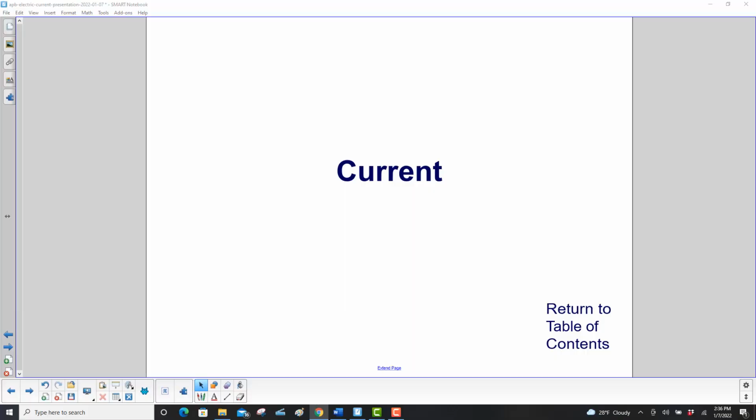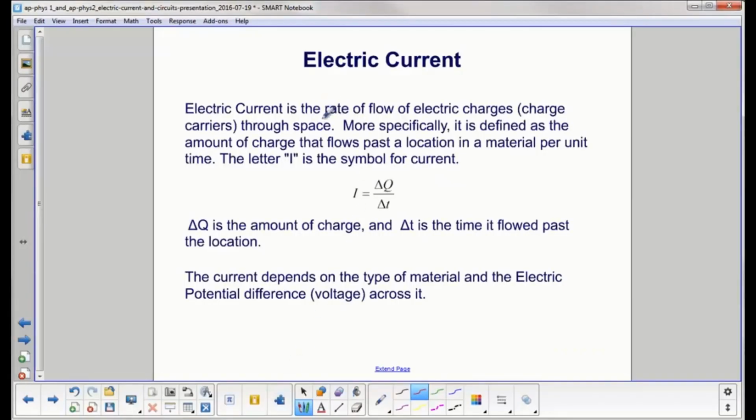Current. We'll start by defining electric current. Electric current is the rate of flow of electric charges, that is, charge carriers, through space. Specifically, it is defined as the amount of charge that flows past a specific location in a material per unit time. And here's our big equation. I stands for current, probably because C is already used for coulombs, and it's how much current, delta Q, over the time interval, delta T.